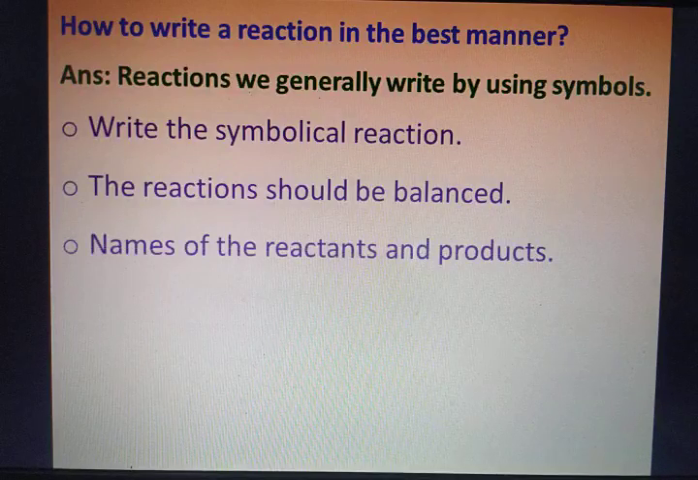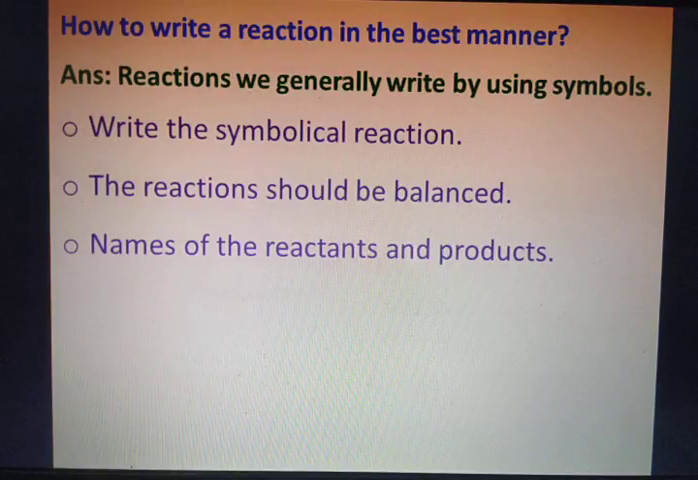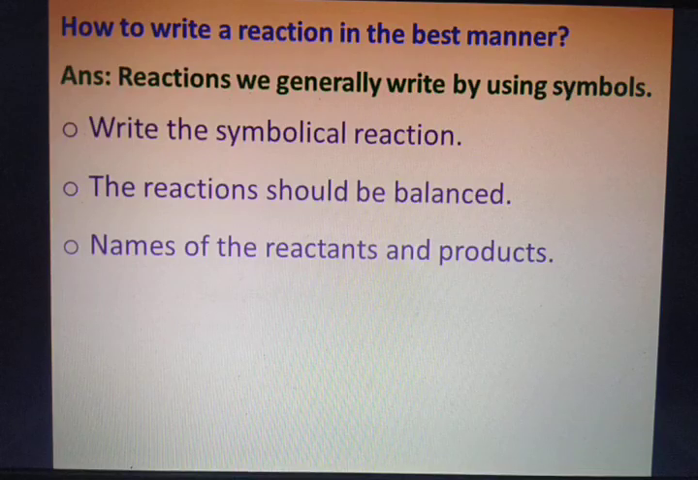What's the next? Name the reactants and the products. That makes the reaction more informative. So how to write the names? You can write in 2 ways, as I said. Either you write the reaction in words and mention the symbols, or you write the symbolical reaction, and then under the reactants and the products, you write the name of the individual compounds. That's all.